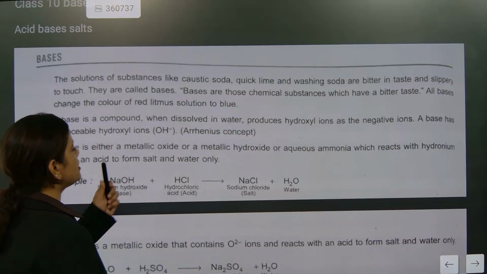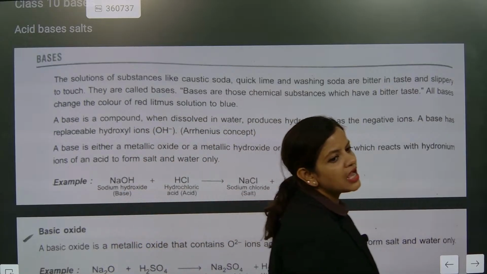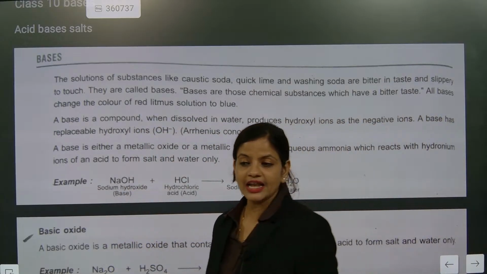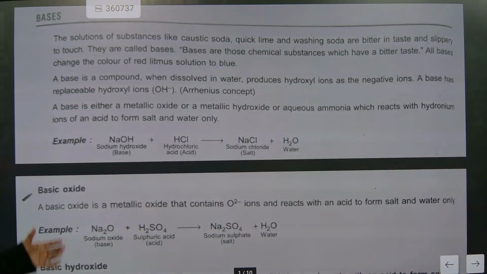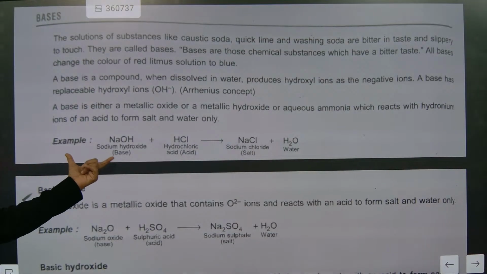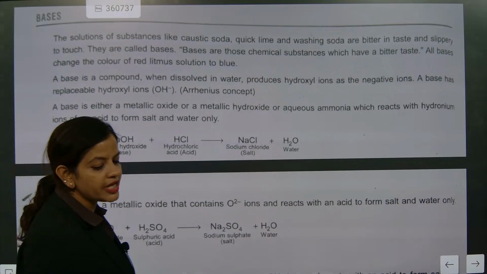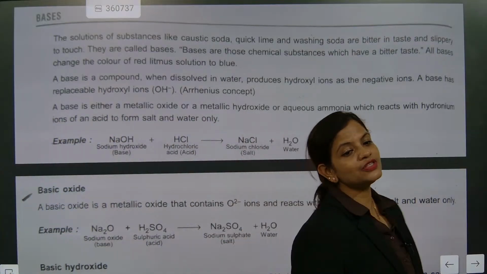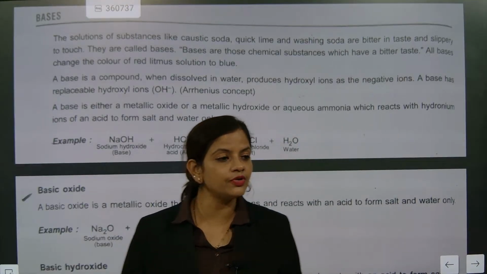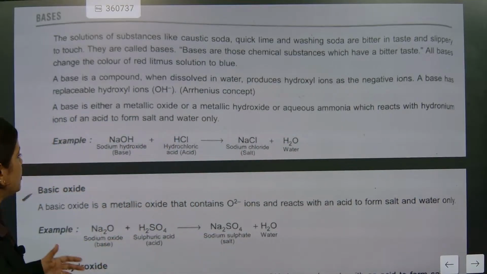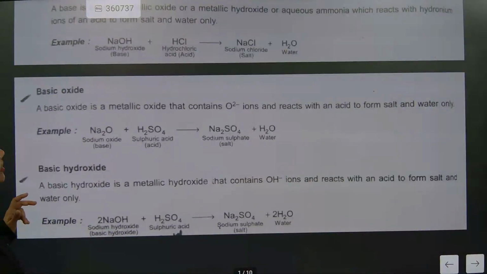A base is either a metallic oxide or a metallic hydroxide. We must understand this. For example, sodium hydroxide is a strong base. When sodium hydroxide reacts with an acid, what is it going to give? Can you tell me? Very good. It is called a neutralization reaction.